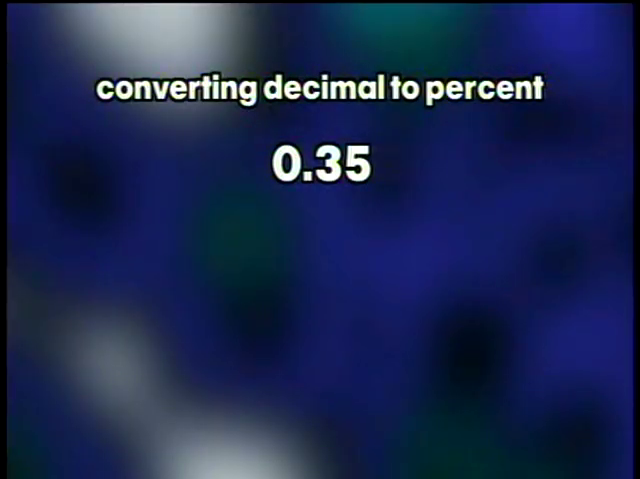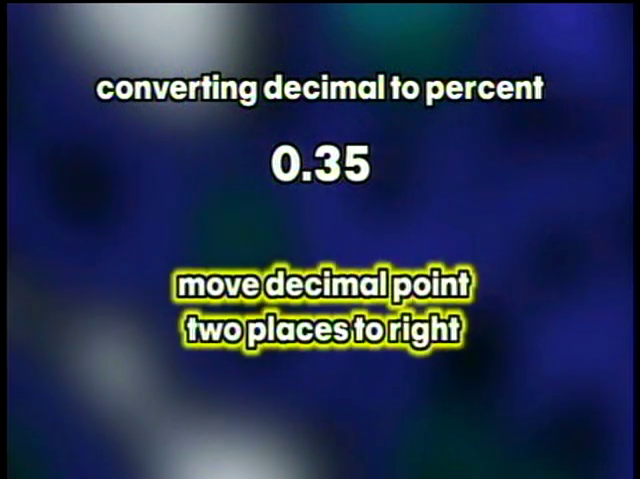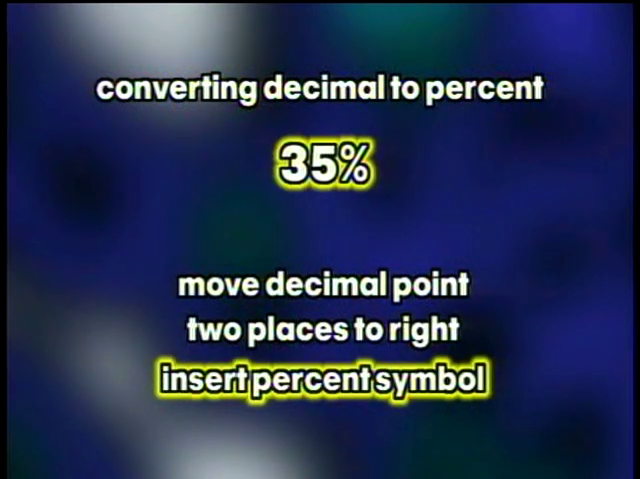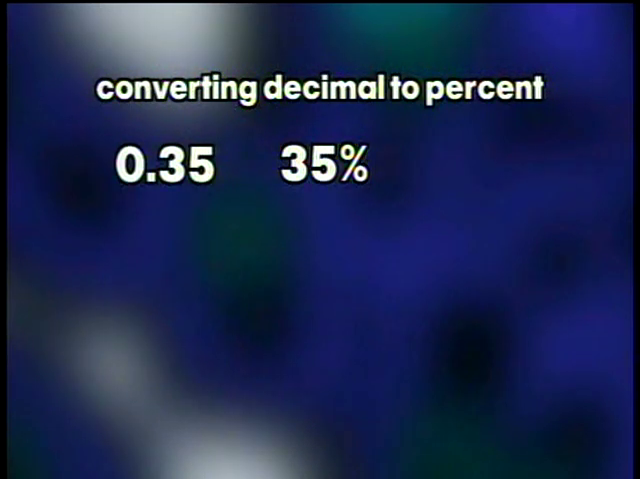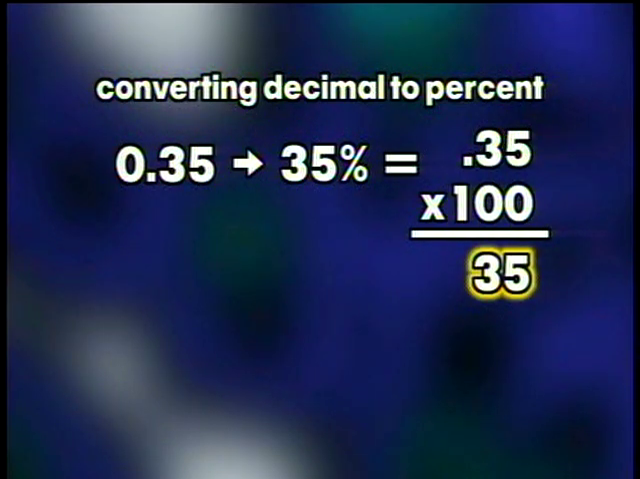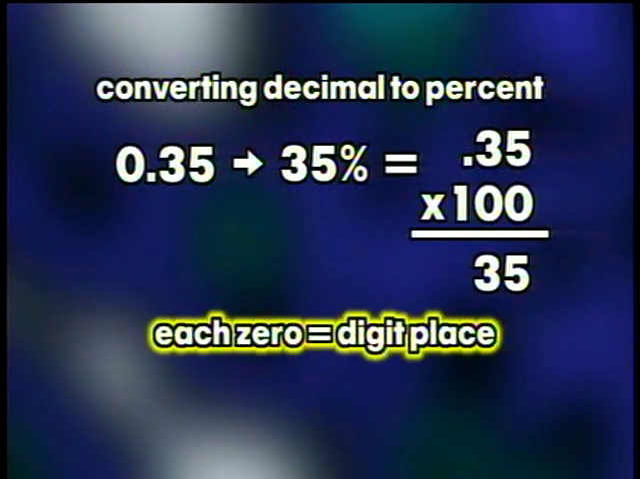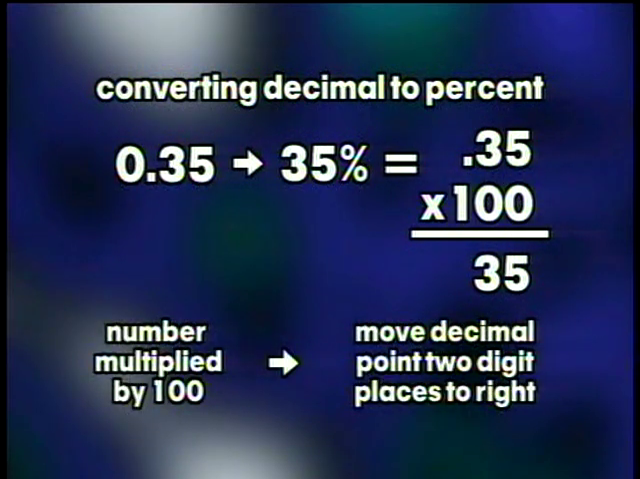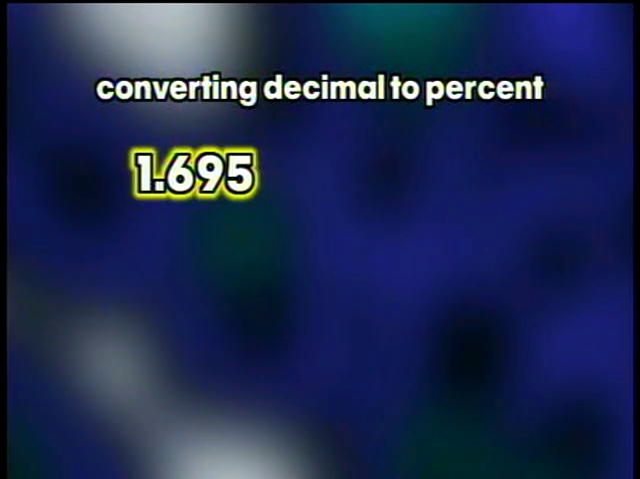To convert a decimal such as 35 hundredths or 0.35 to a percent, simply move the decimal point 2 places to the right and insert the percent symbol to obtain 35%. Why? Because essentially all you're doing is multiplying 0.35 times 100. Remember, each zero represents a digit place. 100 has 2 zeros, so the decimal in the number you're multiplying 100 by must move 2 digit places to the right. Look at the number 1.695.